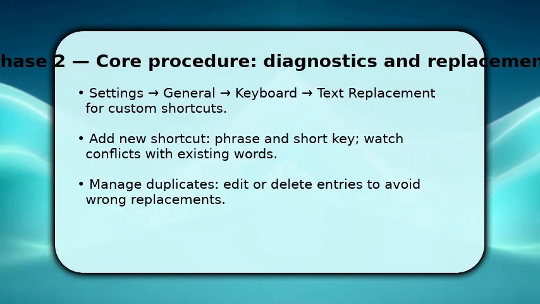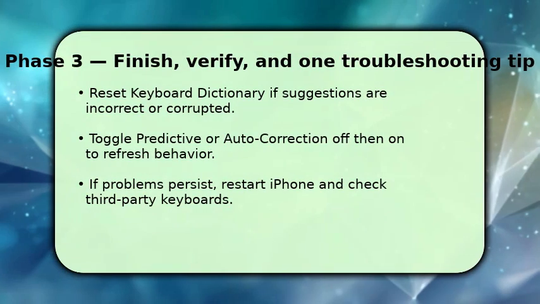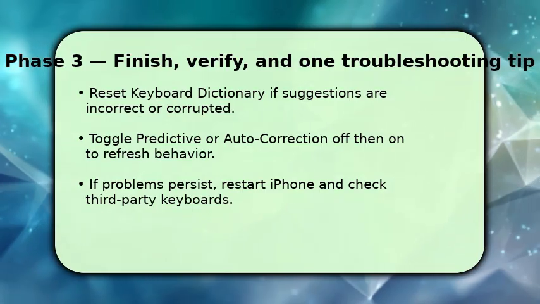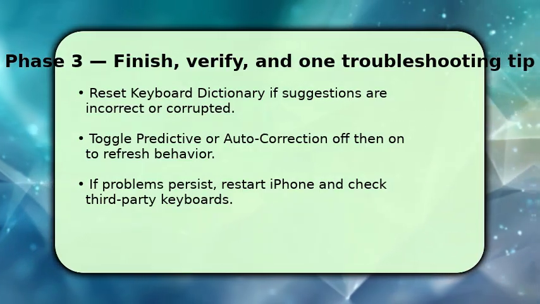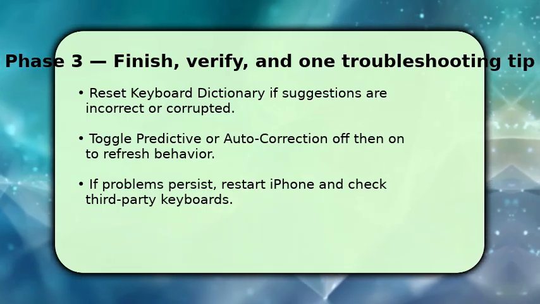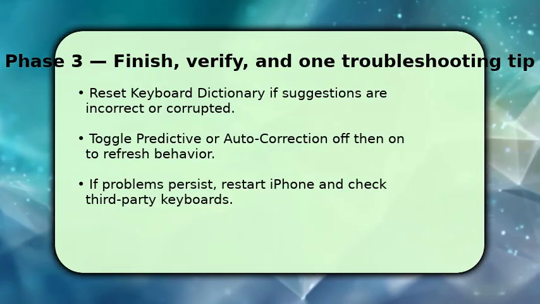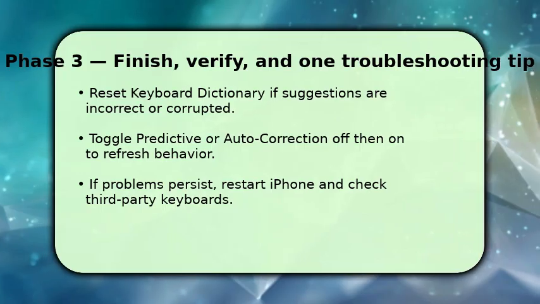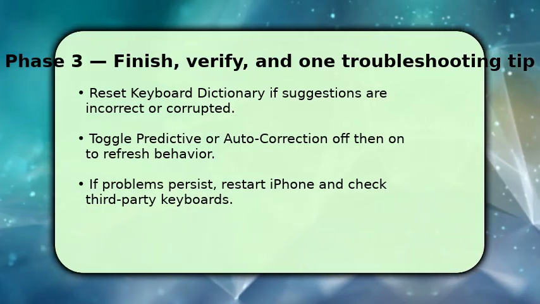Type common phrases and watch suggestions. If suggestions are wrong, go to Settings, right arrow General, right arrow Transfer or Reset iPhone, right arrow Reset Keyboard Dictionary to clear learned entries. You can also toggle predictive or autocorrection off, wait a moment, then turn them back on to refresh the system.